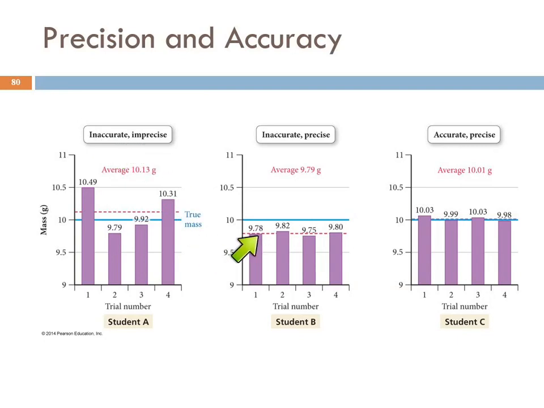This student, see how the bars here are close together? They're all about the same. That's good precision. But his average, represented by the red dashed line, is below the true value. So he's precise but inaccurate. The third student, values all agree, they're close together, and the average is very close to the true value. So this is accurate and precise. We would always like to be accurate and precise.